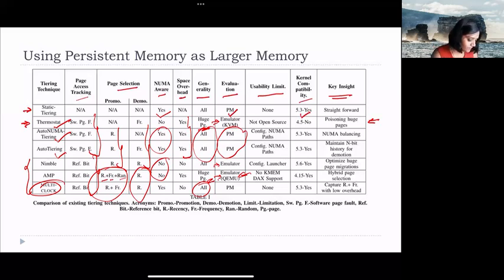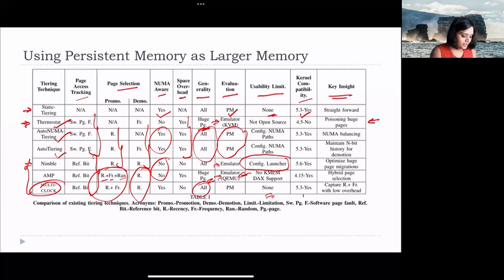Usability limits. Some of these techniques, for example Nimble, might require a specific launcher configuration setting. So for every application, the user is responsible for setting up or deploying the application using a specific launcher and configuring its parameters. So it's an additional task, and nobody likes additional tasks, right? The fewer the better. So having no additional task is always the best.